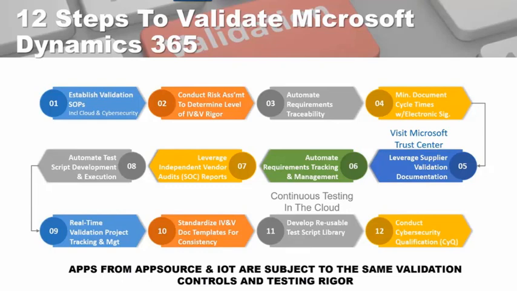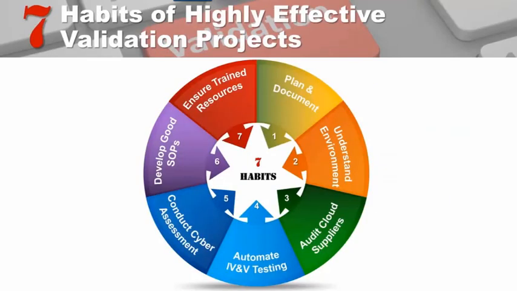All of your Internet of Things and apps are subject to the same controls and rigor for validation testing. So my 7 habits of highly effective validation projects are: plan and document everything, understand your environment, audit your cloud providers, automate validation testing, conduct your cybersecurity qualification, develop a good set of SOPs, including cloud and cybersecurity, and make sure all of your resources are trained.